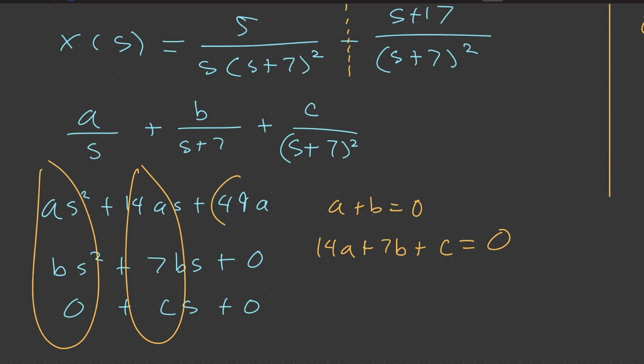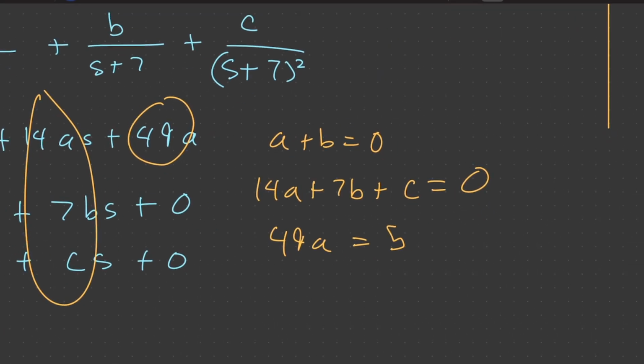And the last one is going to be this 49a, right? 49a is equal to 5, okay? Because 5 is the only constant term, and all of this column is the constant terms, right? Except luckily for us, these are both 0. And so we can actually solve for a already. A is equal to 5 over 49.